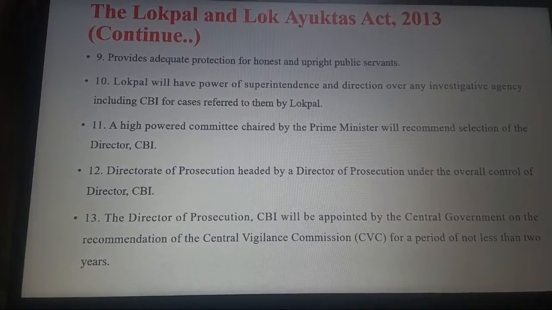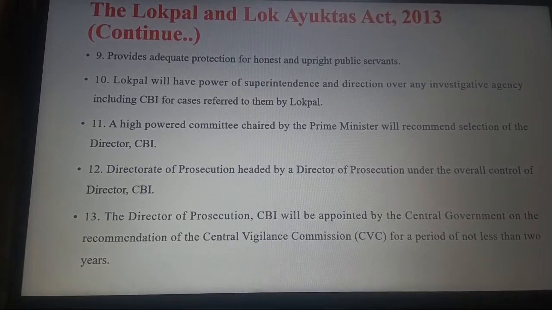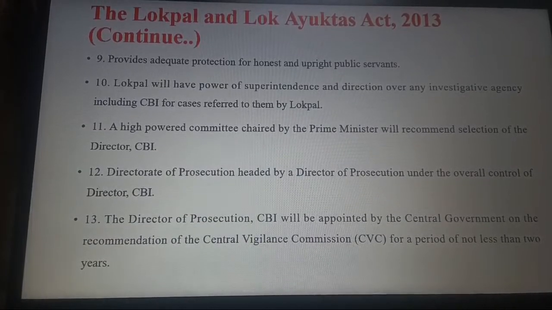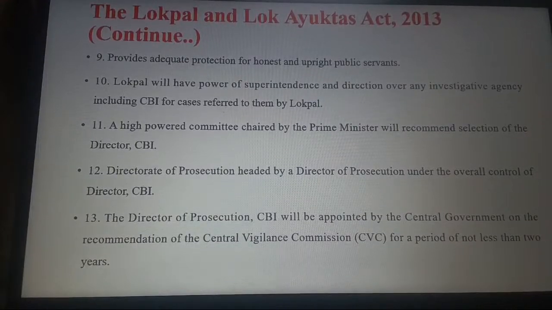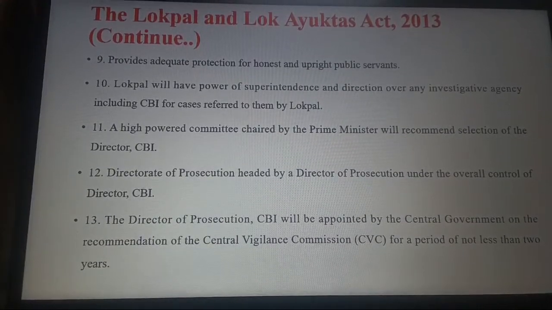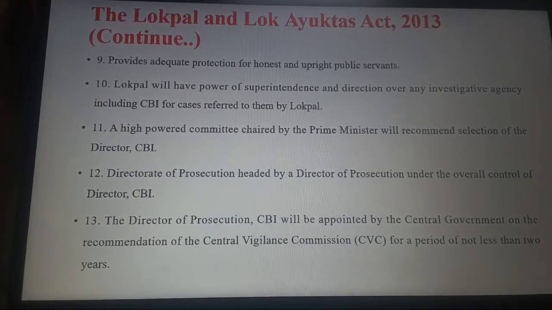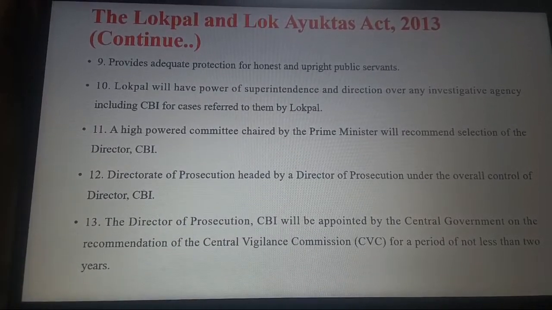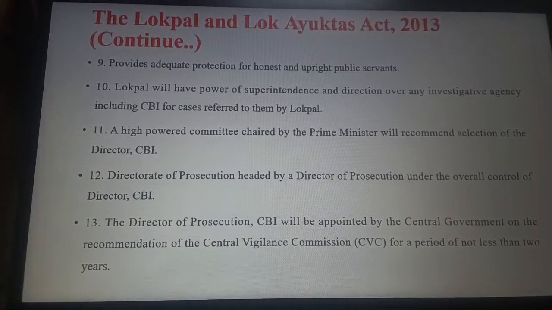A high-powered committee chaired by the Prime Minister will recommend selection of the Director (CBI). Directorate of Prosecution, headed by a Director of Prosecution, is under the overall control of Director (CBI). The Director of Prosecution (CBI) will be appointed by the central government on the recommendation of the Central Vigilance Commission (CVC) for a period of not less than 2 years.